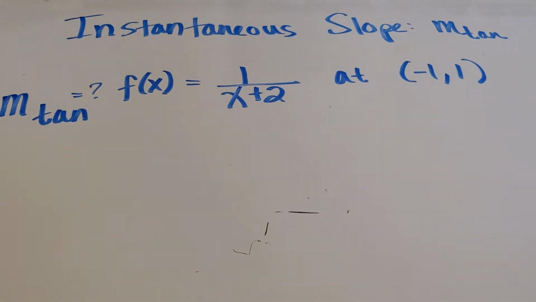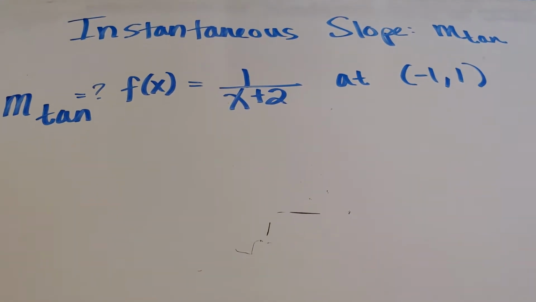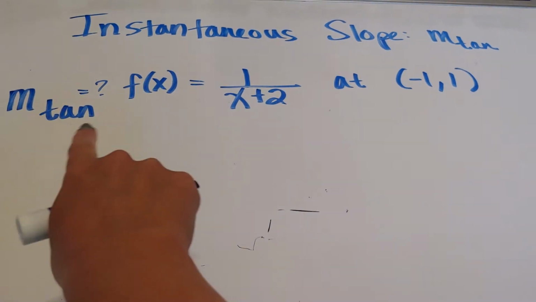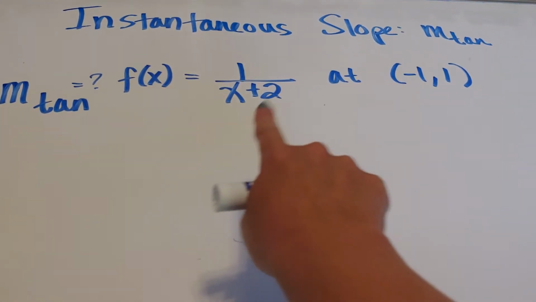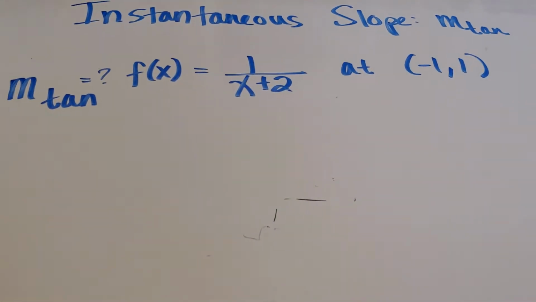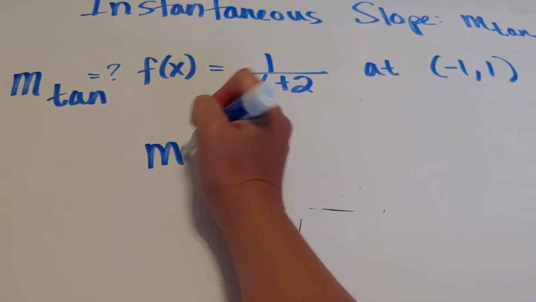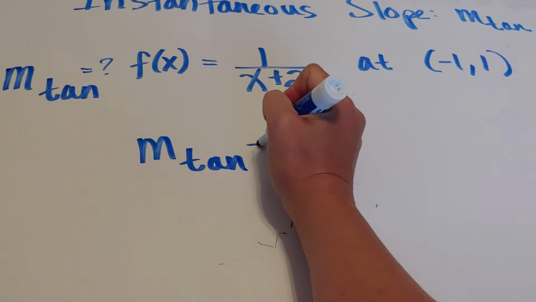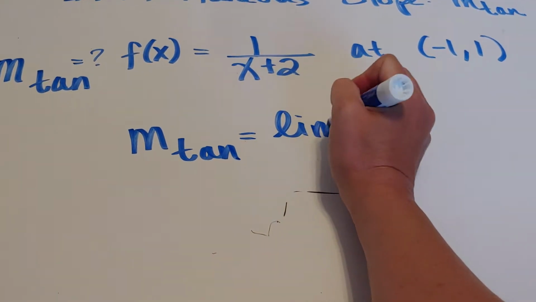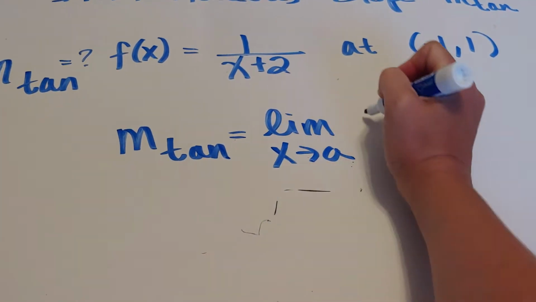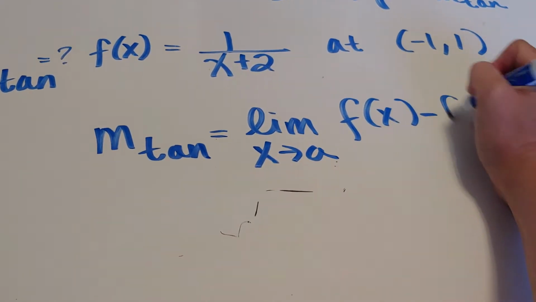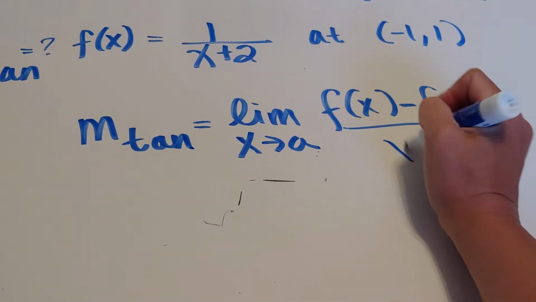In this video, we're going to look at the mtan formula again. And as you can see, it says mtan equals what? And I have f of x equals 1 over x plus 2 at the point negative 1, 1. Okay, so first off, we're going to write that mtan formula with the limit as x approaches a of f of x minus f of a all over x minus a.